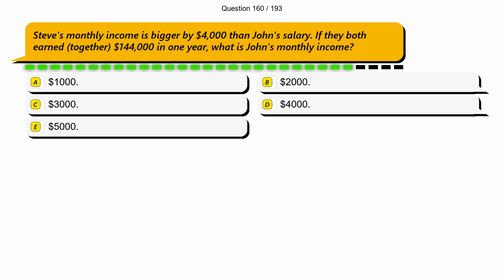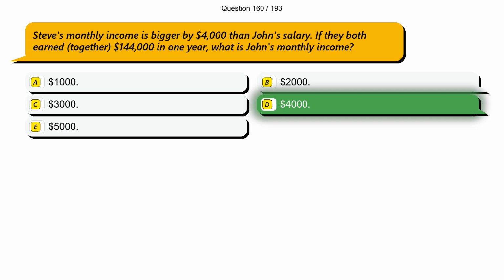Question 160. Steve's monthly income is bigger by $4,000 than John's salary. If they both earned, together, $144,000 in 1 year, what is John's monthly income? Option A, $1,000. Option B, $2,000. Option C, $3,000. Option D, $4,000. Option E, $5,000.